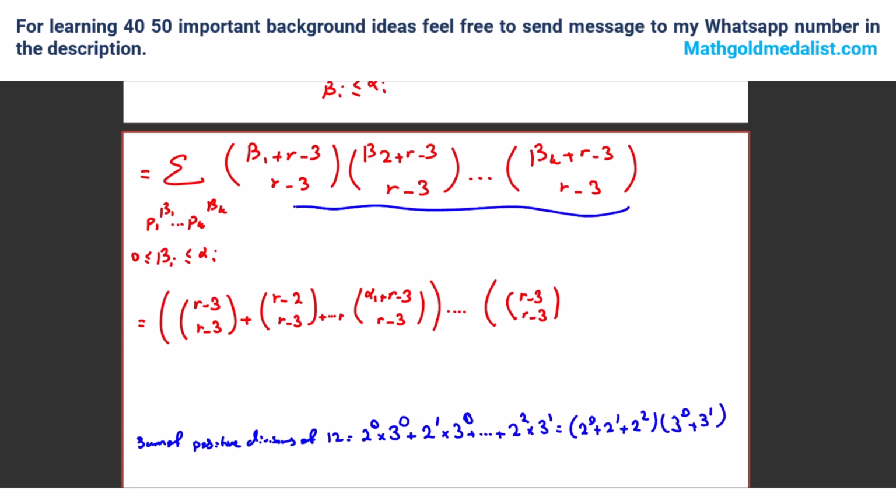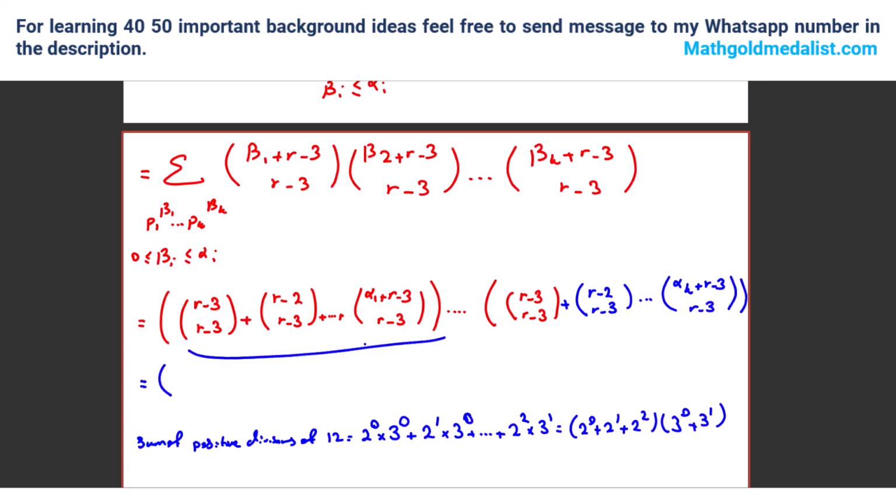Okay. And here, because we are considering all things like this, because we have k primes, we have k brackets, right? Okay. So each bracket runs up to (alpha k + r minus 3) choose (r minus 3), right?